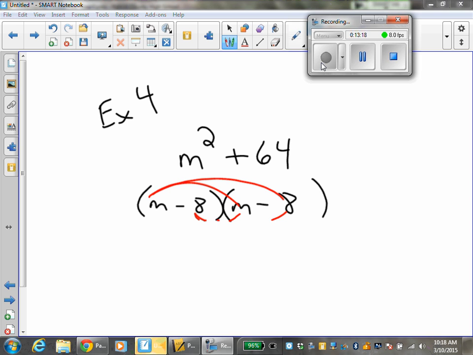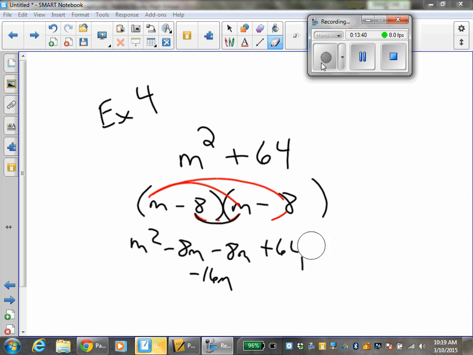Will a negative times a negative give me a positive? Okay, so this gives me m squared, the outer gives me negative 8m, the inner gives me negative 8m, and this does give me a positive 64 in the end, but the issue is that gives you a negative 16m in the middle. It don't cancel.